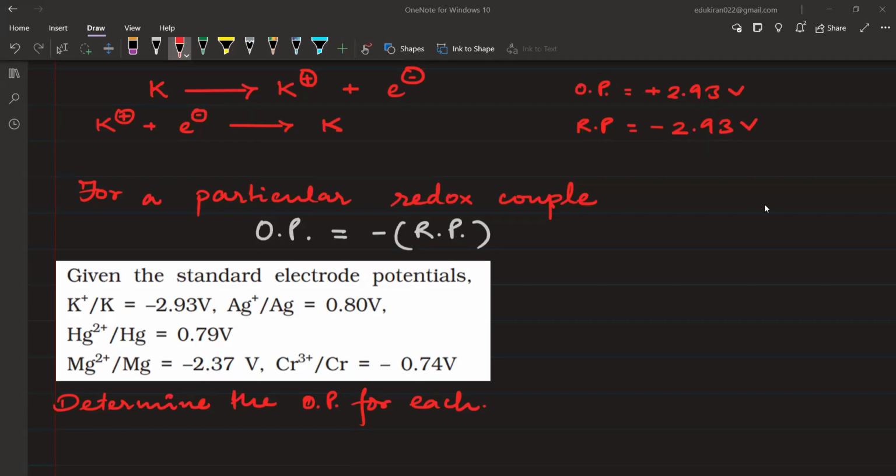Now, there's one more thing, please see before writing this question. Given the standard electrode potential, when I talk about standard electrode potential, this is the standard reduction potential. As you can see, K positive to K, this is the reaction happening. Ag positive to Ag, again reduction. Hg2 positive to Hg, again reduction. Mg2 positive to Mg, again reduction. Cr3 positive to Cr, again reduction. So whenever they say standard electrode potential, it means standard reduction potential, or I can write SRP.